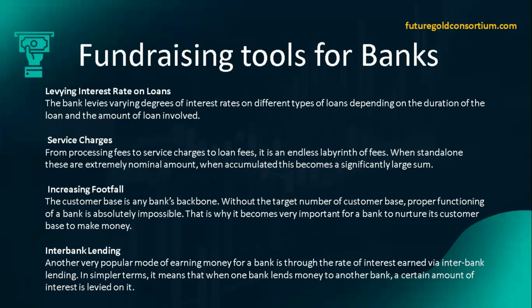Then, number 4, interbank lending. Another very popular mode of earning money for a bank is through the rate of interest via interbank lending. In simpler terms, it means that when one bank lends money to another bank, a certain amount of interest is levied on it.